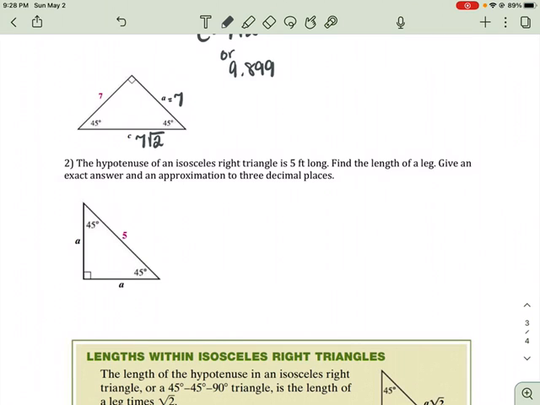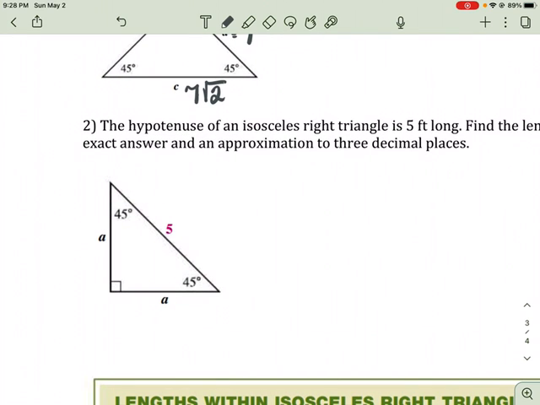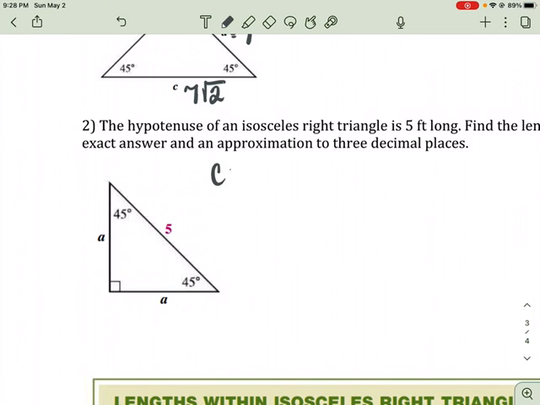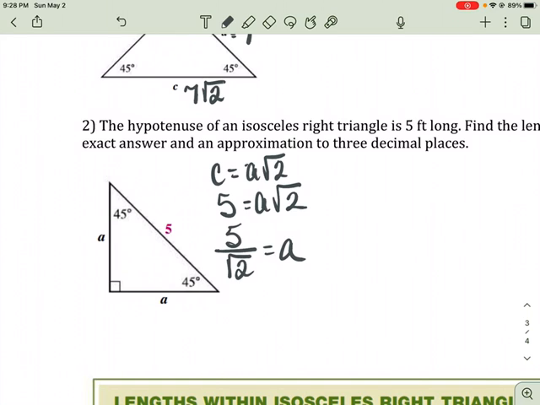Okay, so the hypotenuse of an isosceles right triangle is 5 feet. Find the length of the leg, giving the exact answer and approximate. So that means that, okay, C, remember, is a square root of 2. But we know the answer is 5. So I'm going to divide by the square root of 2. All right, so yeah, they don't like that. That's not going to work for us. So we're going to have to rationalize that denominator.